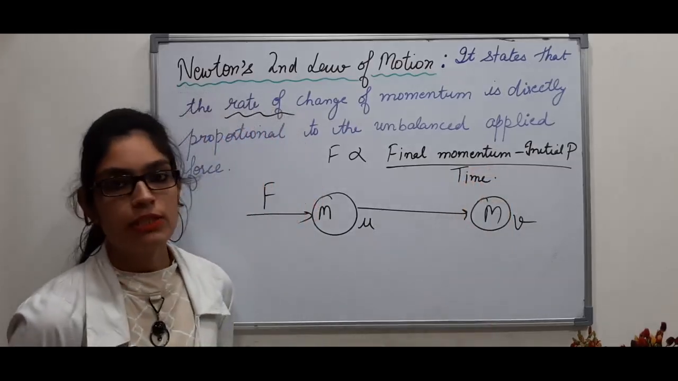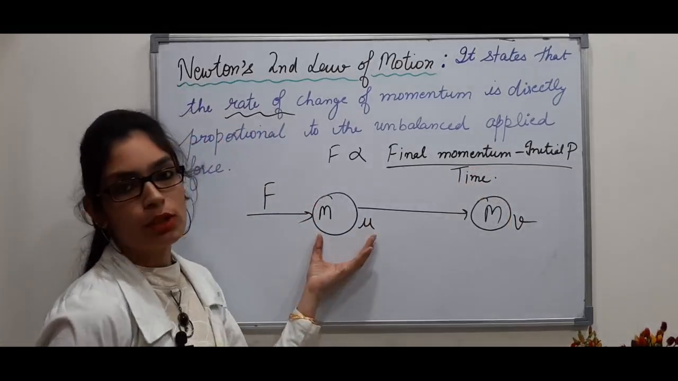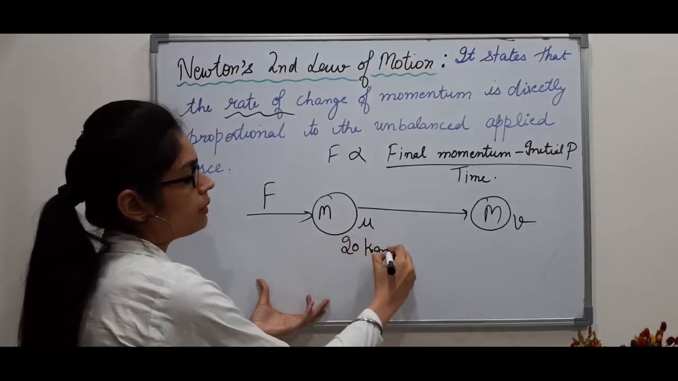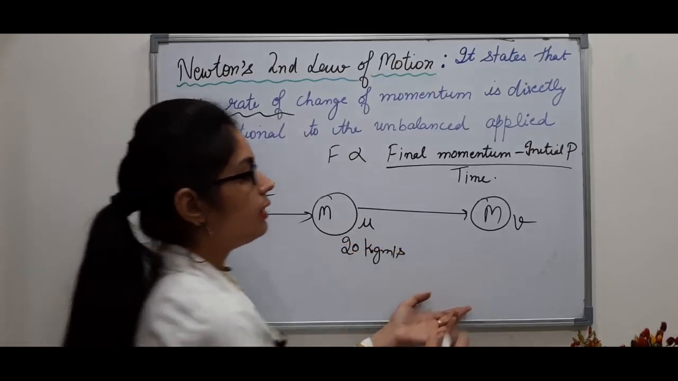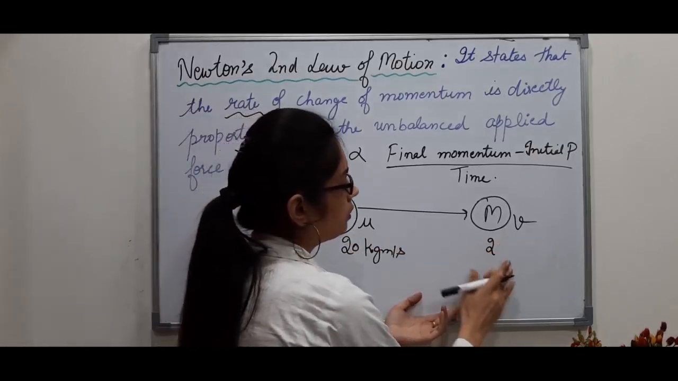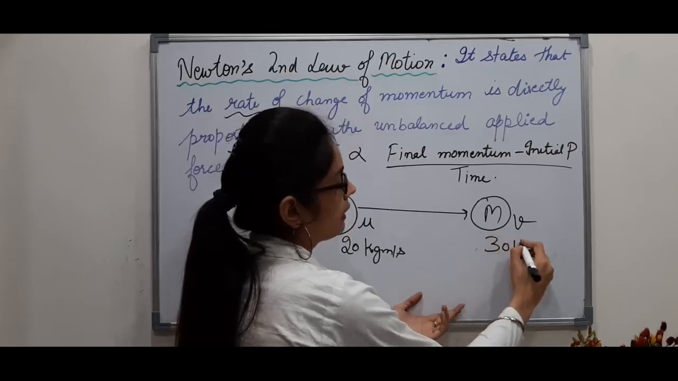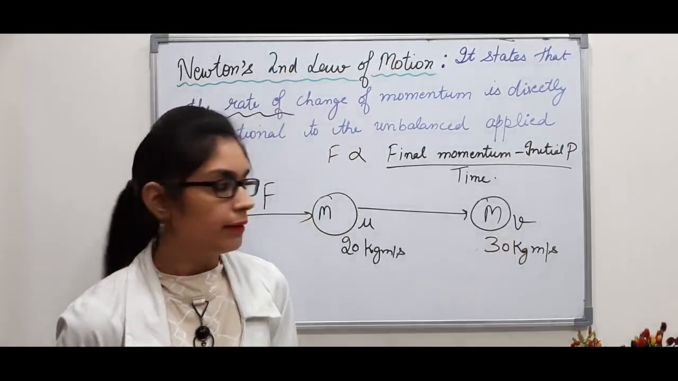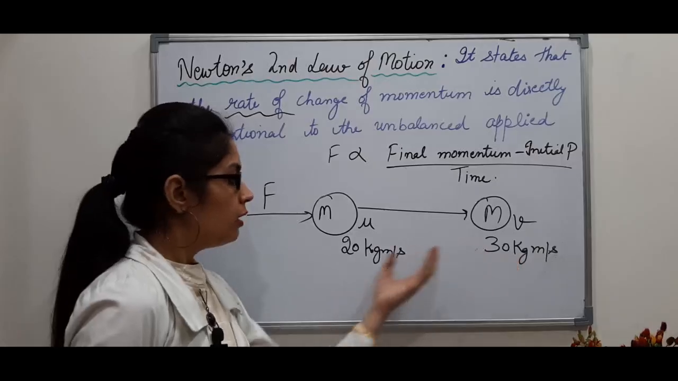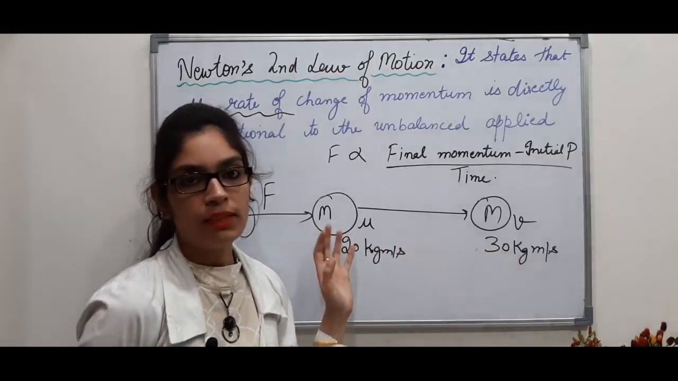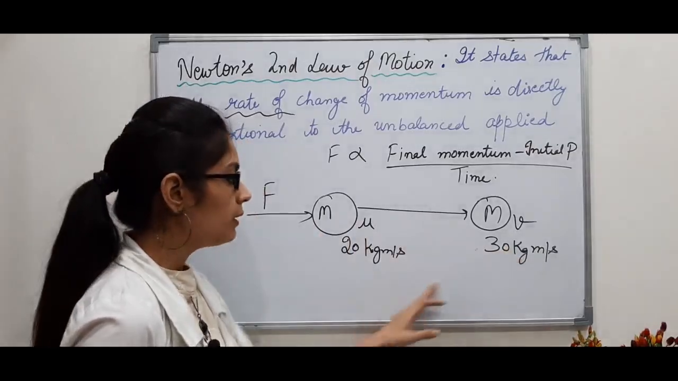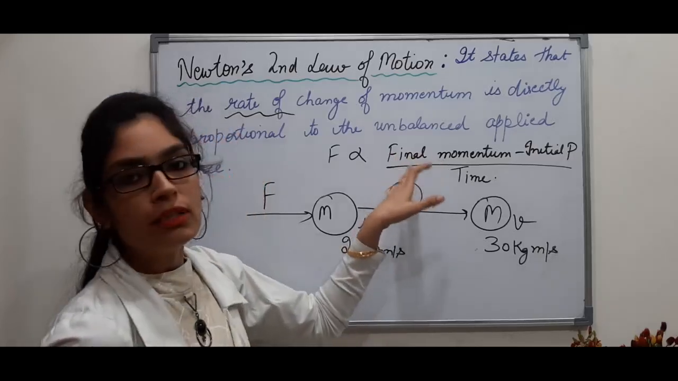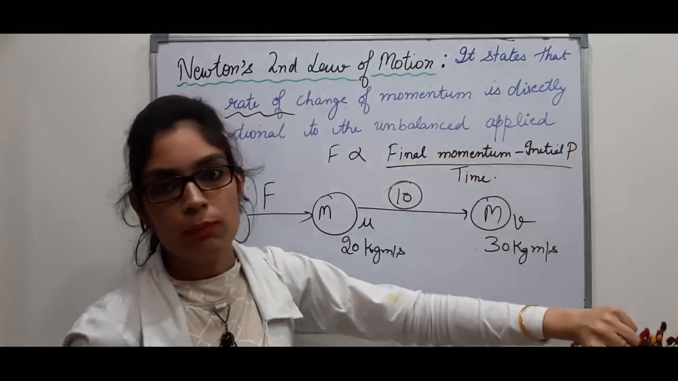So I was discussing the change in momentum. For example, its initial momentum is, for example, 20 kg meter per second. So finally it will be 30 kg meter per second. So what will be the change in momentum? It's understood, it will be from here to here. If the object is moving, its change in momentum will be 30 minus 20, which is 10. So change in momentum is final momentum minus initial momentum.